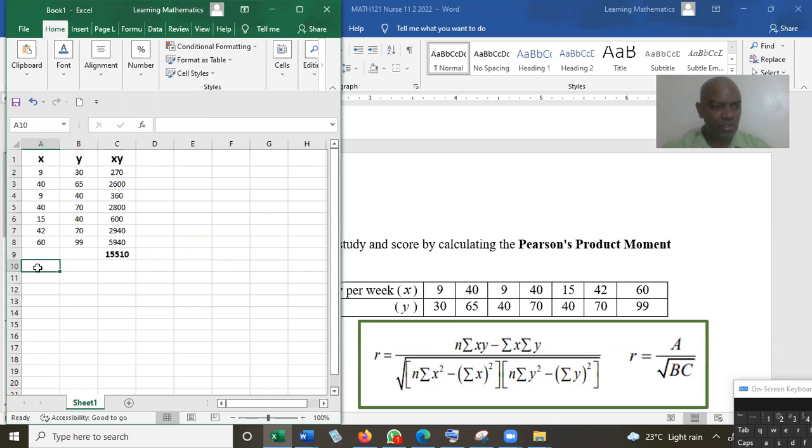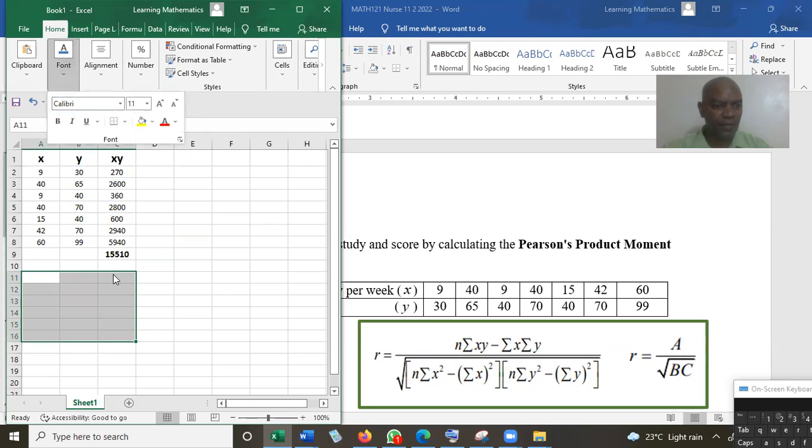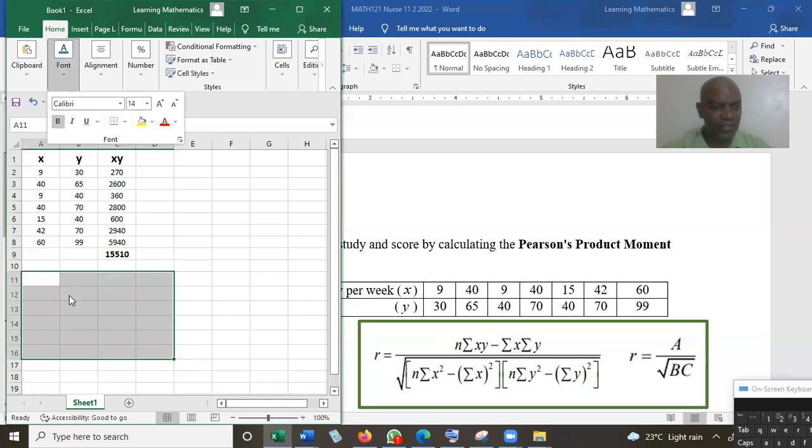Here we are going to include the values, the 6 numbers. We're going to type in the 6 numbers here, and here also. Okay, and more values to facilitate the formula.